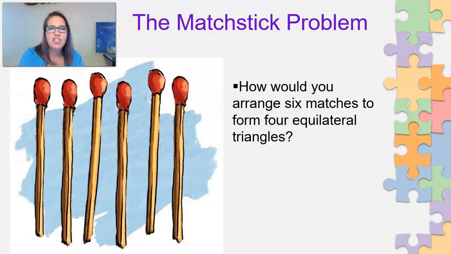So take a look at the matchstick problem. How would you arrange 6 matches to form 4 equilateral triangles? I'm going to give you the answer in a few slides, but how would you do this? I want you to take a minute and try and figure it out.